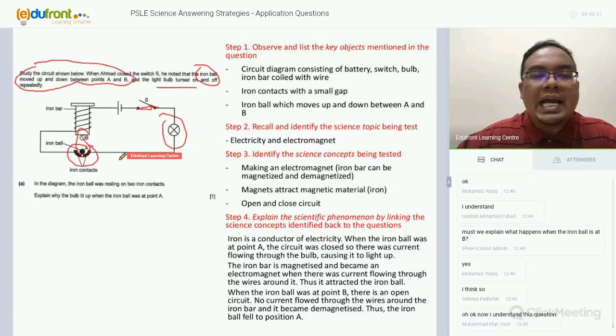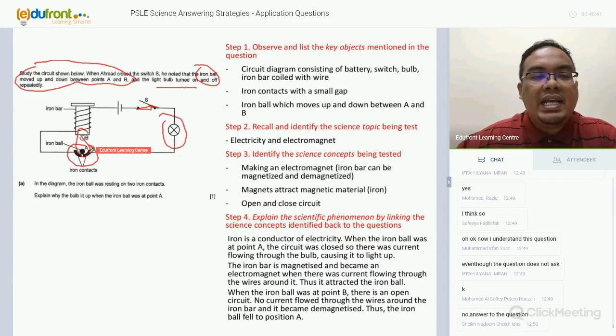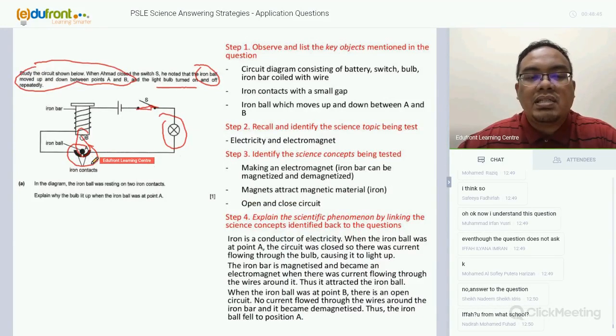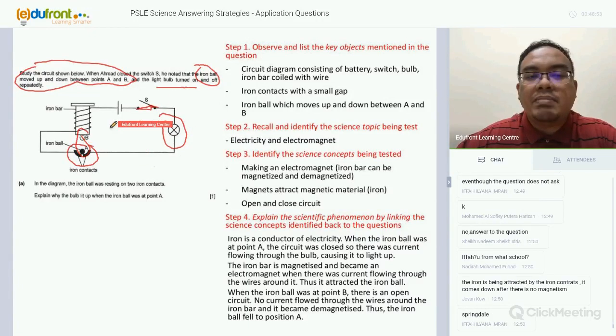However, when the iron ball is at position B, what happened now? What happened to the iron contact? There will be a closed or an open circuit. You can see that it will become an open circuit. Why is there an open circuit? Because there's a gap. So when there's a gap, it becomes an open circuit. When it becomes an open circuit, there's no electricity flowing.